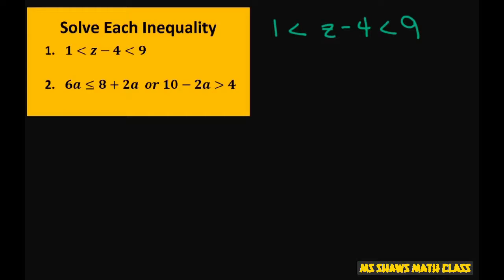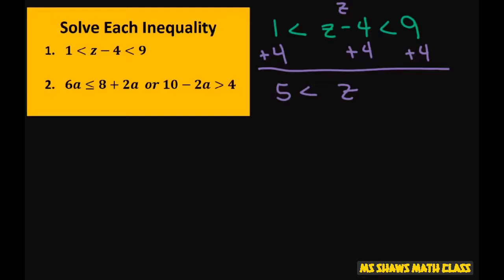So when you have this, we want z in the middle. We want to isolate it. So we're going to add 4 to each piece. So we're adding 4 to everything. So we're going to get 5 is less than z plus 0. So that's just z is less than 13.